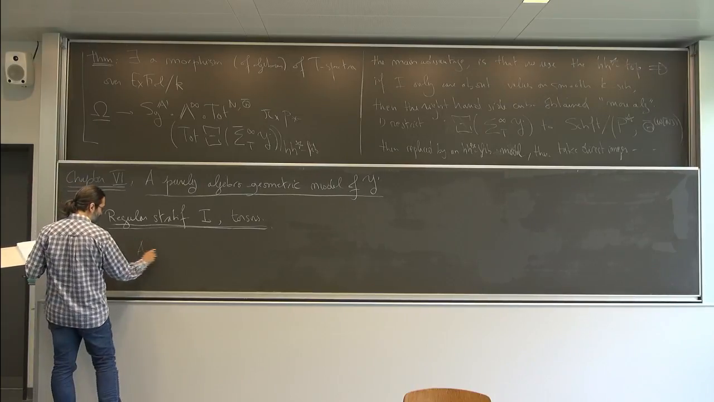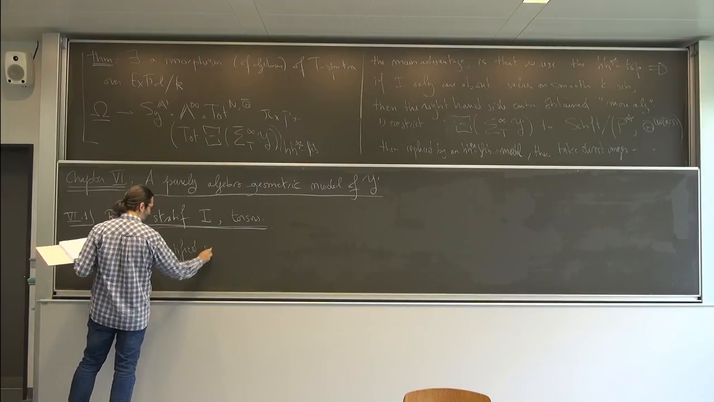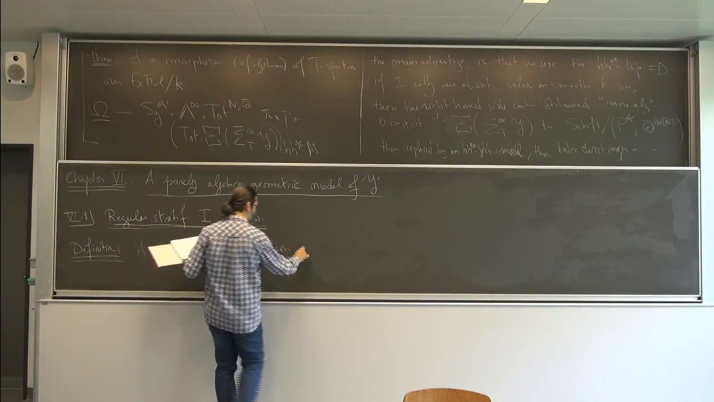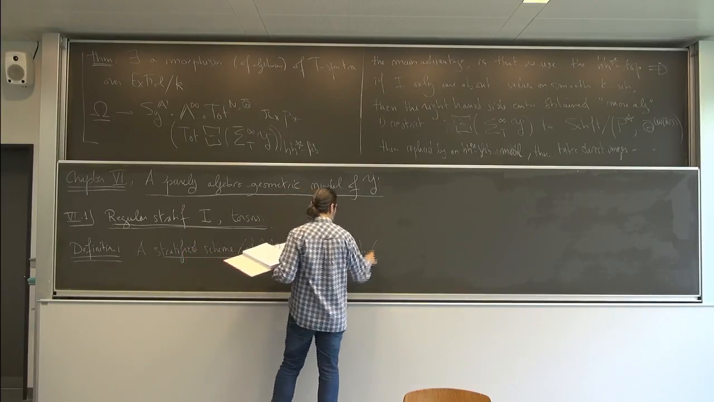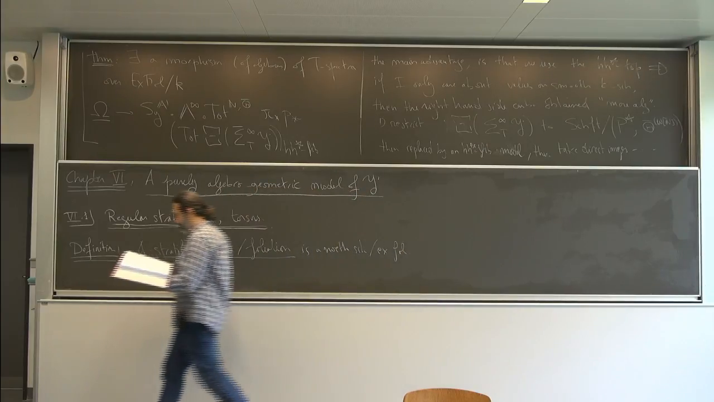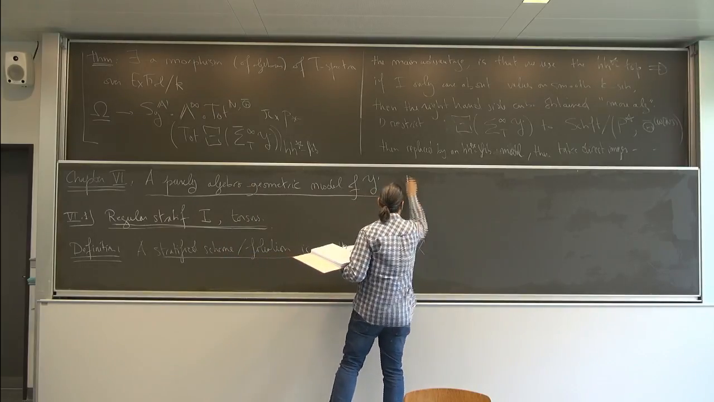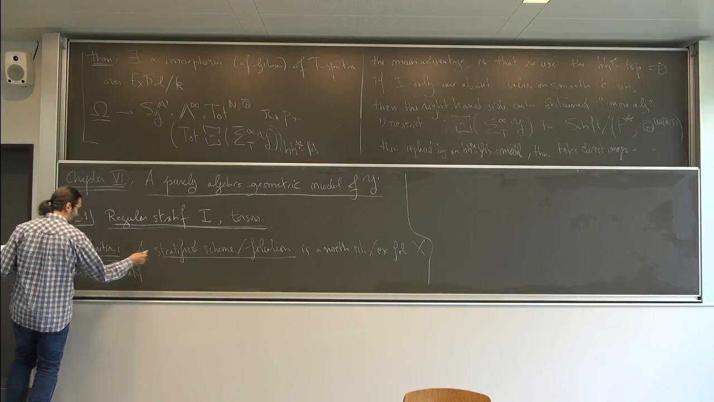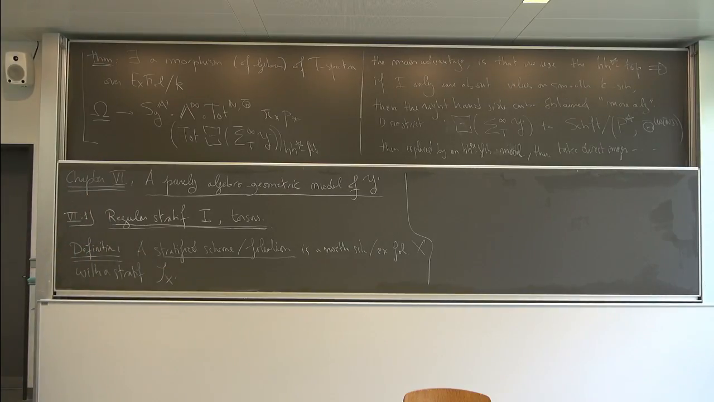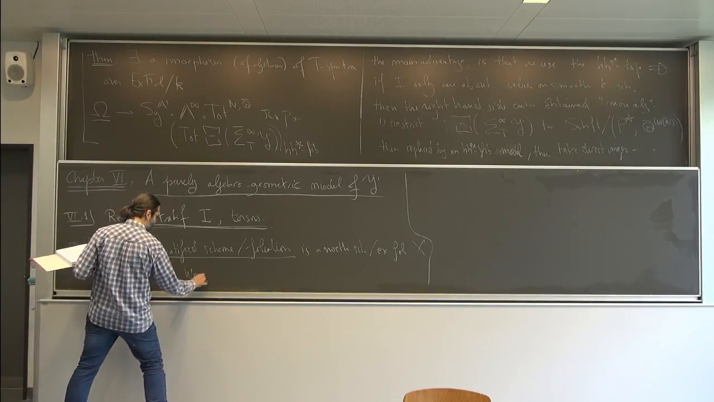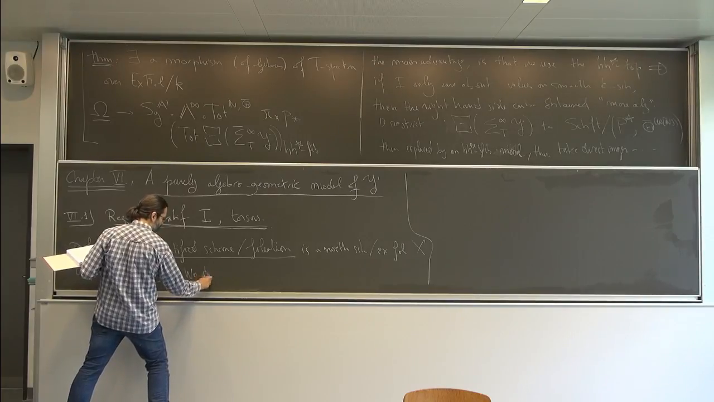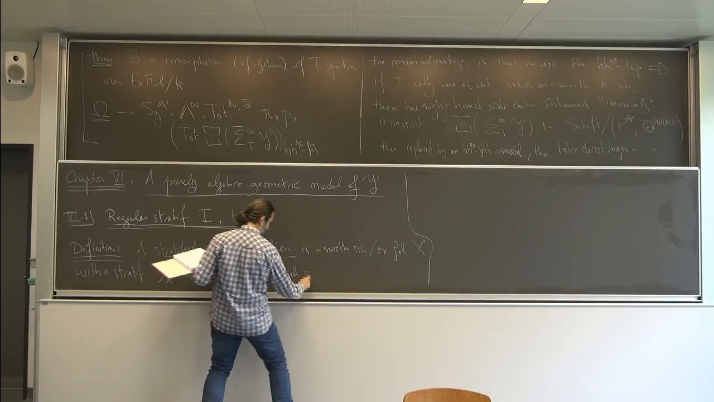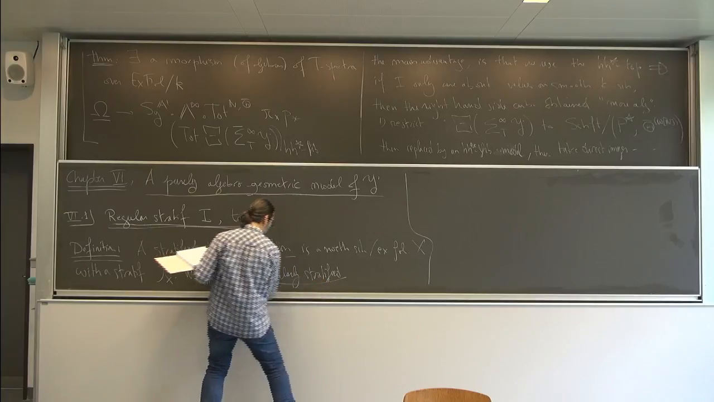A stratified scheme or foliation is, of course, a Noetherian scheme or excellent foliation, let's call it X, with a stratification that I usually denote by S index X. We say that X is regularly stratified if the stratification is regular.